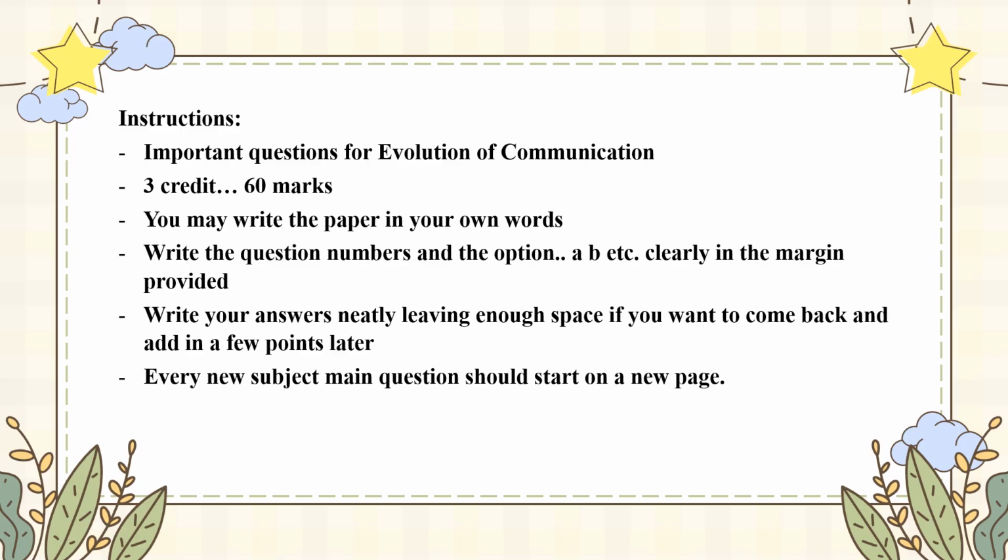This paper is of 3 credits, therefore of 60 marks. You may write the paper in your own words, so you don't have to stick to the words used here, but the meaning of your answers should make sense. When writing the paper, remember to write the question numbers and the options. For example, if you're doing question 2, option B, write it clearly in the margin provided. If it's not clear, then when assessing, there will be a problem.